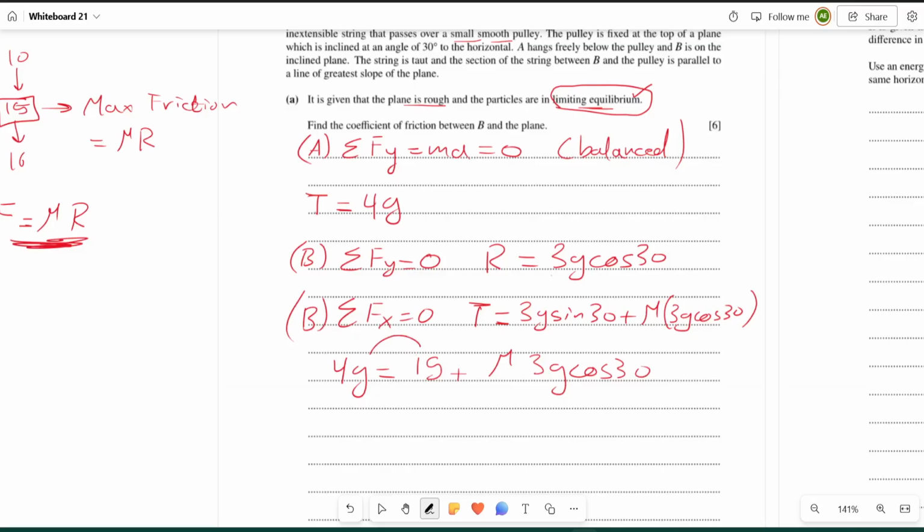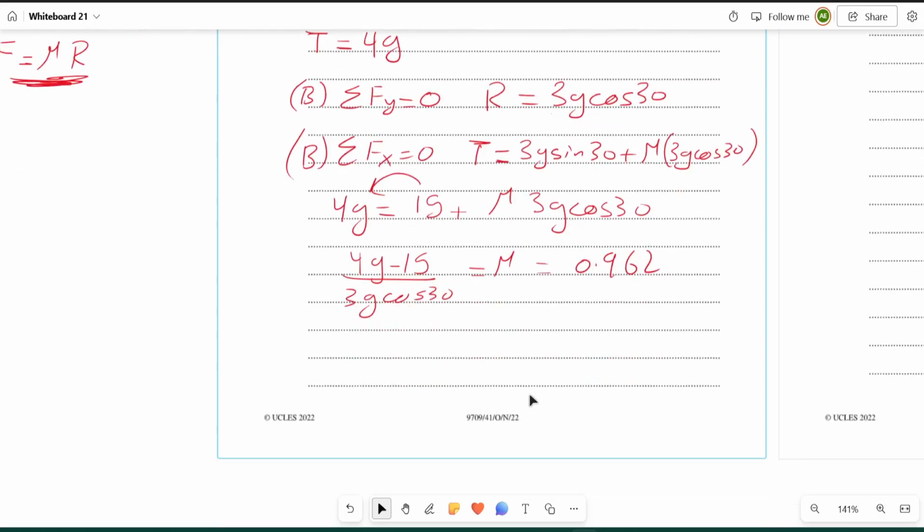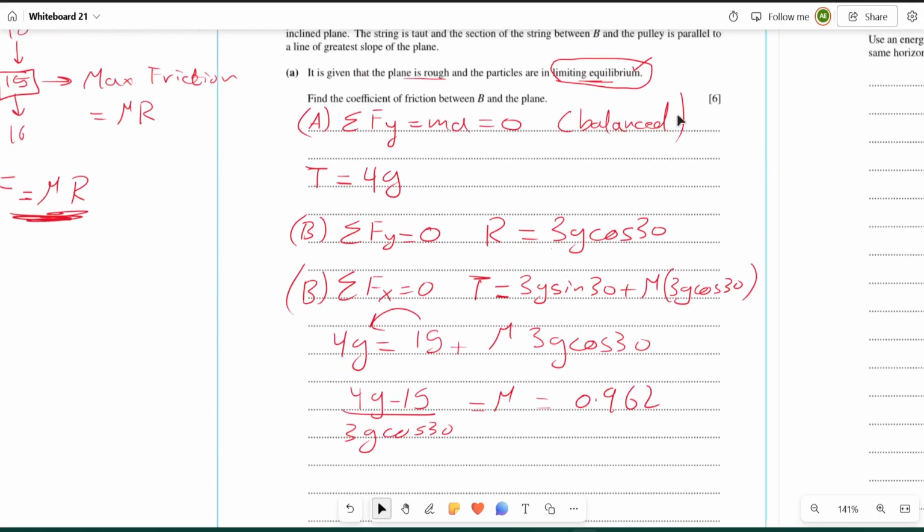So if I want mu, I'm going to move this 15 to the other side and divide by 3g cosine 30, equals mu. And if I put this in the calculator, taking g as 10, so 4 times 10 minus 15 over 3 times 10 cosine 30, that's going to give me a mu value of 0.962. And this is the proper answer for part A, and this is how to get all the 6 marks.